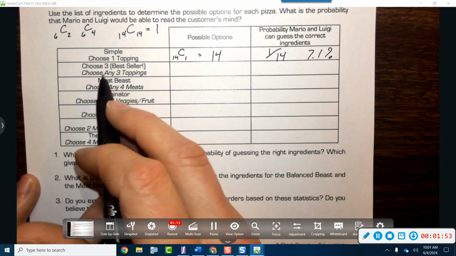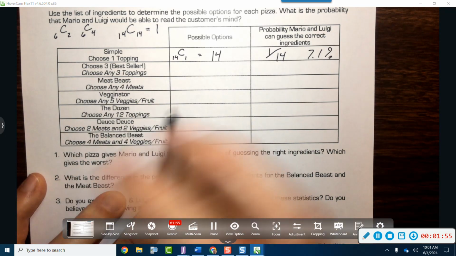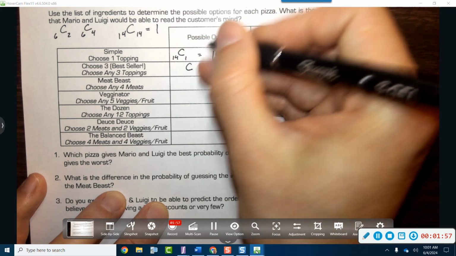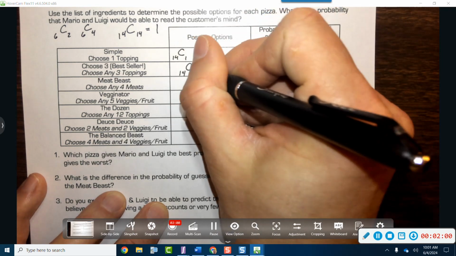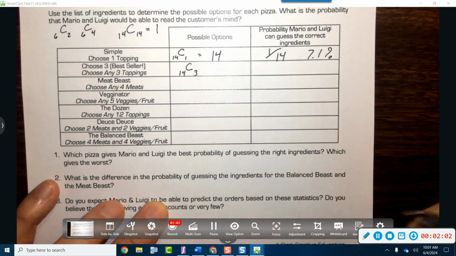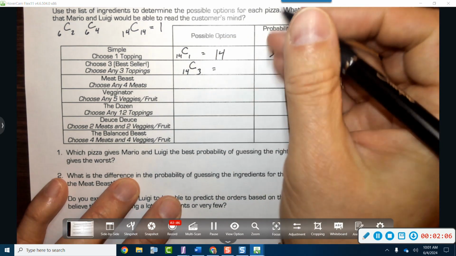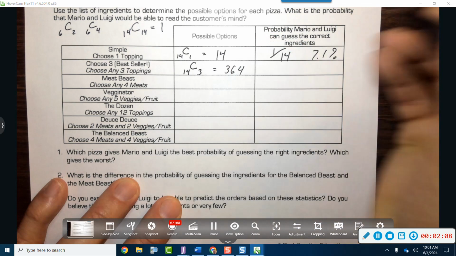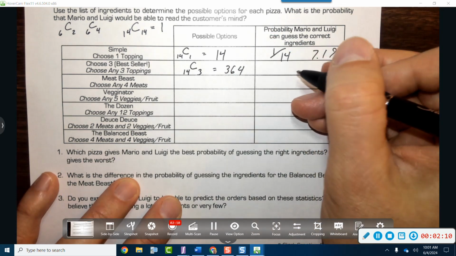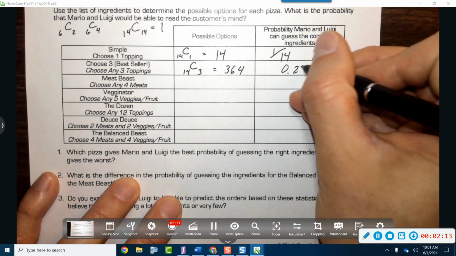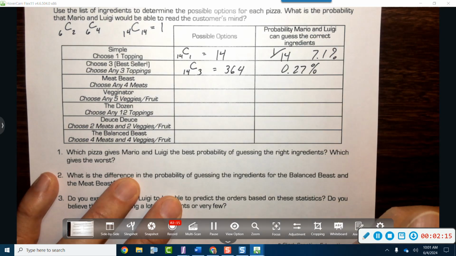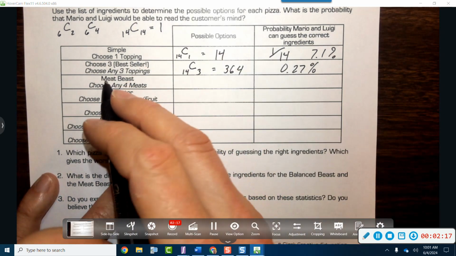Now, you're going to choose any three toppings. Well, you've got 14 of them, so choose 3. I don't know how much that is, but my guess is that it's 364. So what percentage is that? 1 out of 364 is 0.27%. Pretty small.